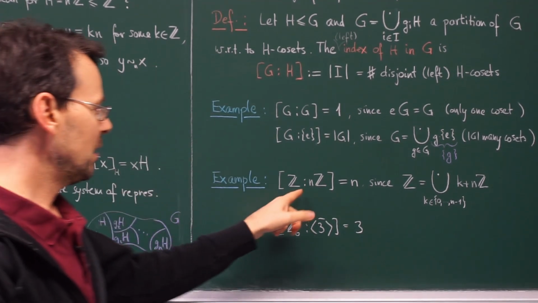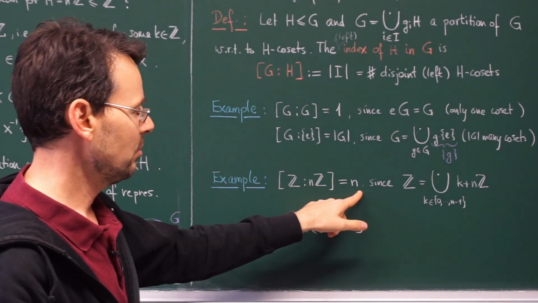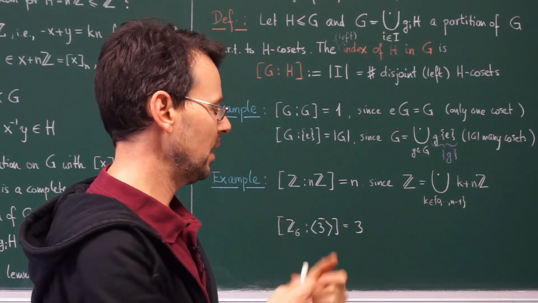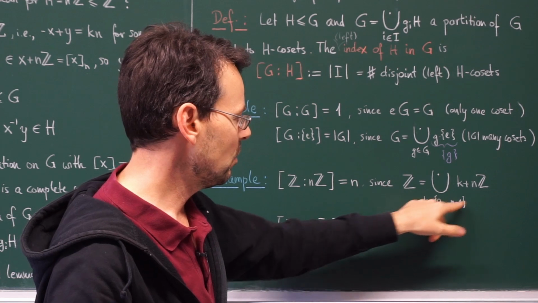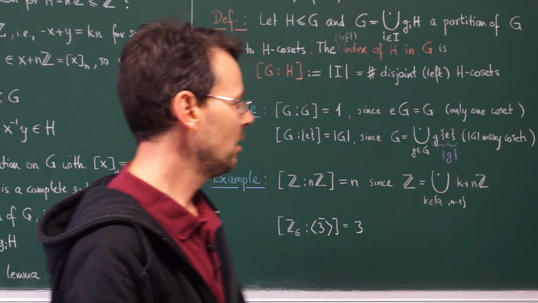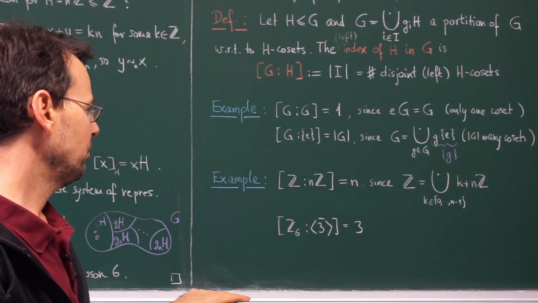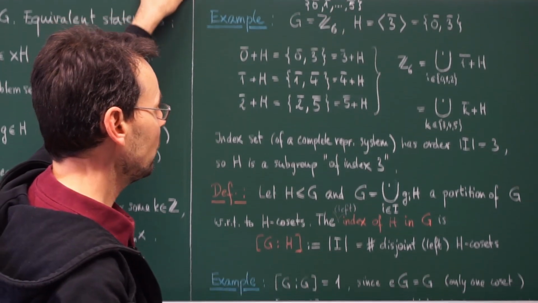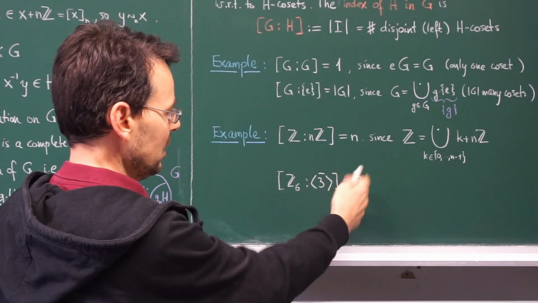Now, a non-trivial example would be the index of nZ in Z, which is clearly n, because there are n different left cosets, which we back then called residue classes. k runs through 0 up to n minus 1, n different possibilities for these cosets, so the index is exactly n. Or in the example above, in our new notation we would write the index of this subgroup in Z6 is 3.